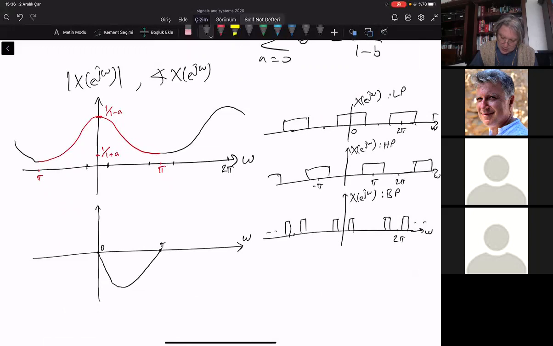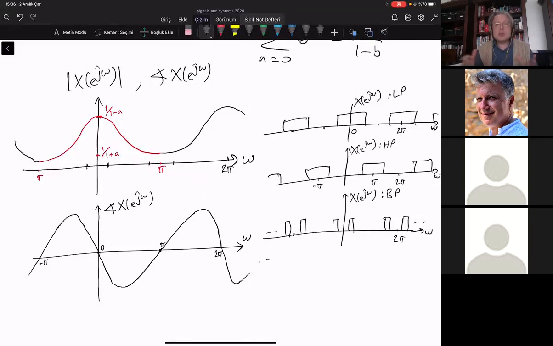And once it gets beyond pi, it becomes positive. And at 2 pi, it again becomes zero. And the angle term, this wave, repeats itself. This thing is also 2 pi periodic. It must be. So this is minus pi. So for this angle of X of e to the j omega, naturally, since X of e to the j omega is 2 pi periodic, both its magnitude and its angle, or its phase, are 2 pi periodic, like this.